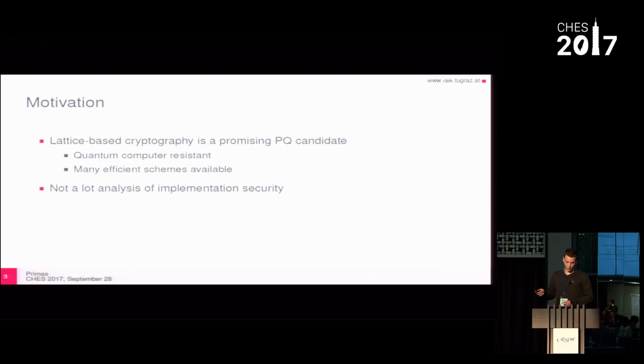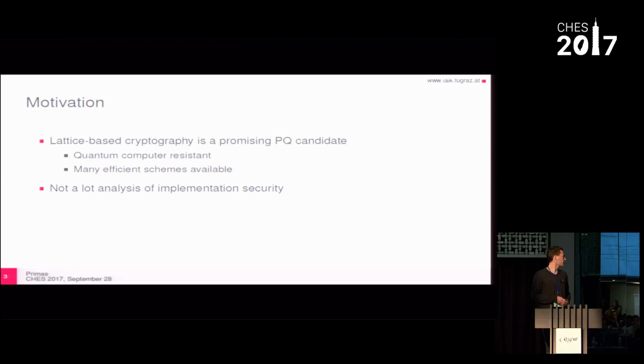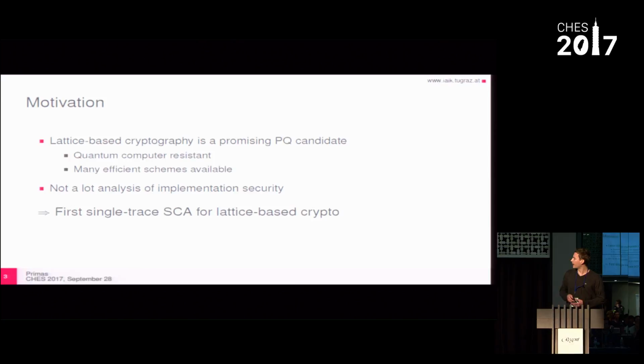Why do we even want to consider lattice-based encryption? The reason is simple. Lattice-based cryptography is a promising candidate for post-quantum crypto, which basically means that these encryption schemes are believed to be resistant against quantum computers, a really nice property for long-term security of encryption schemes. We already have quite a few efficient cryptographic schemes based on those lattices. However, so far there is not a lot of implementation security analysis for many of those schemes, especially in the single trace setting, which is why we want to provide the first step in this direction of analysis.